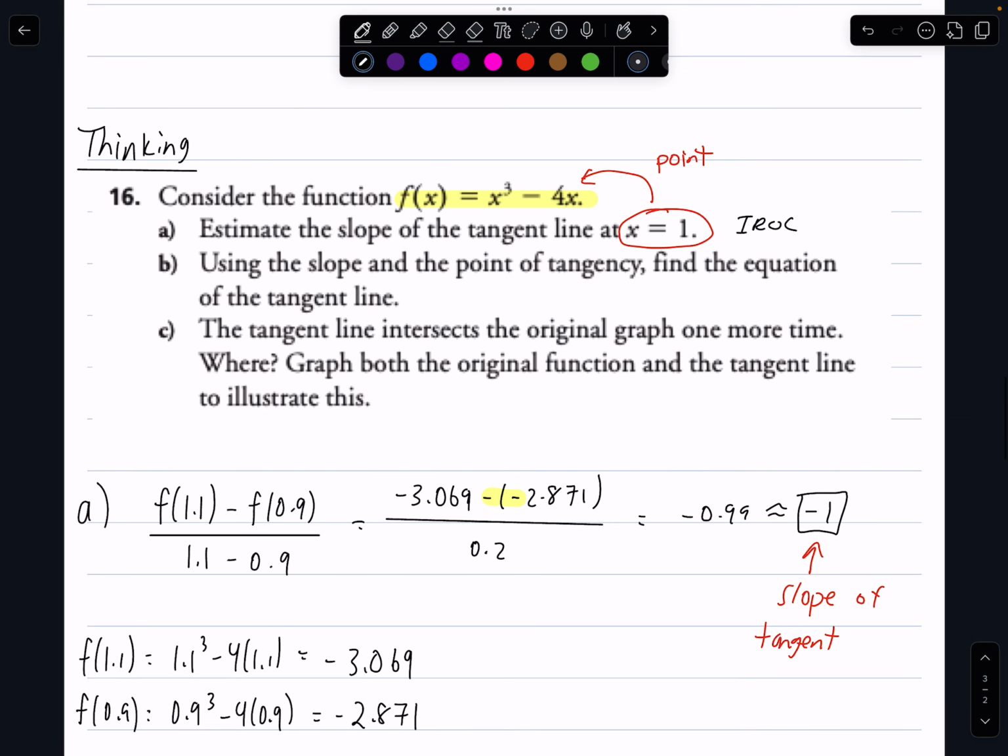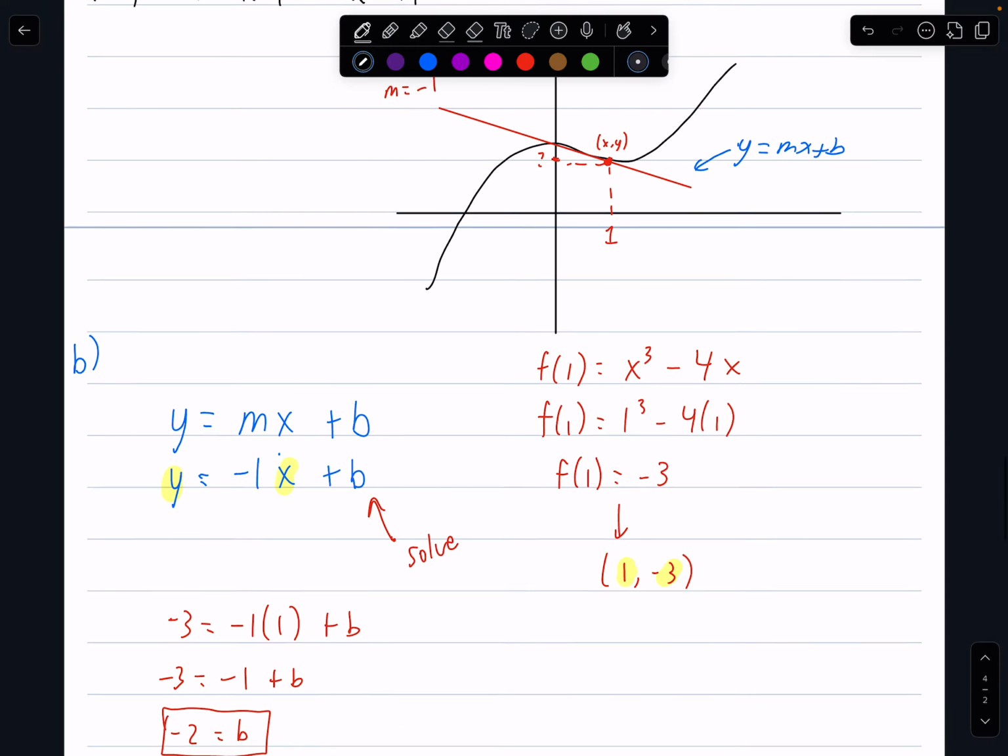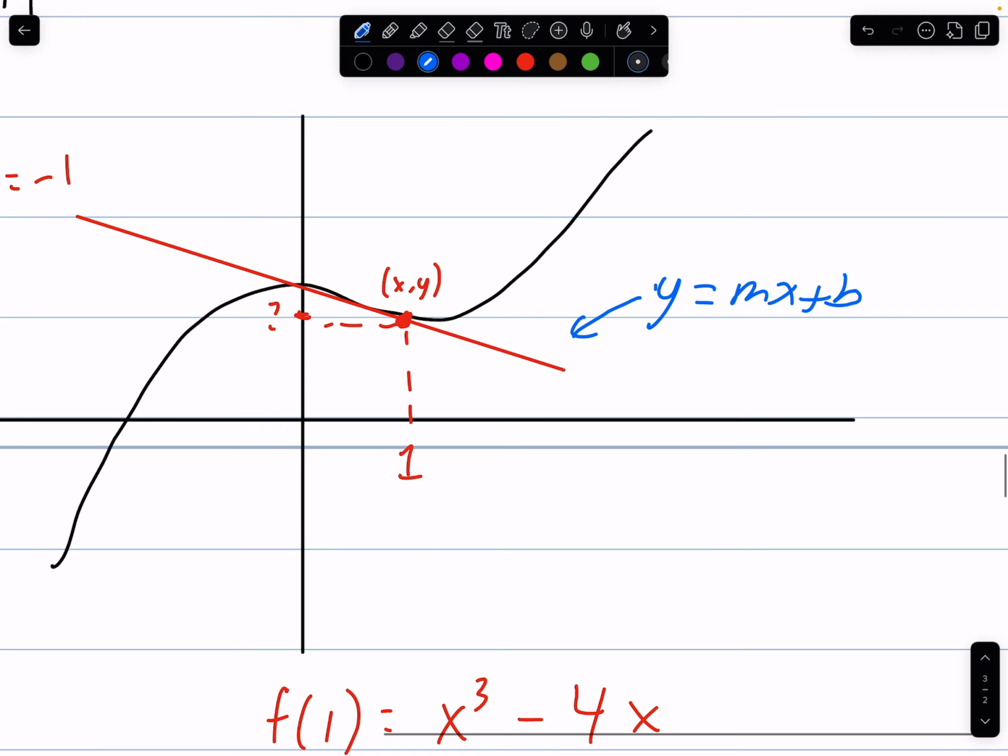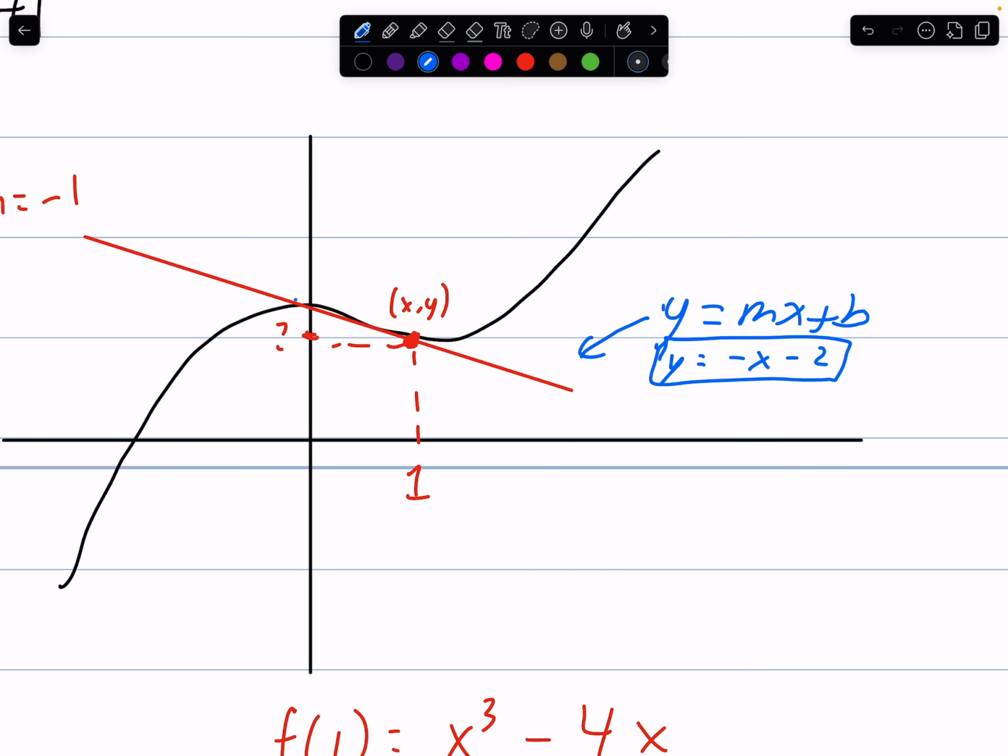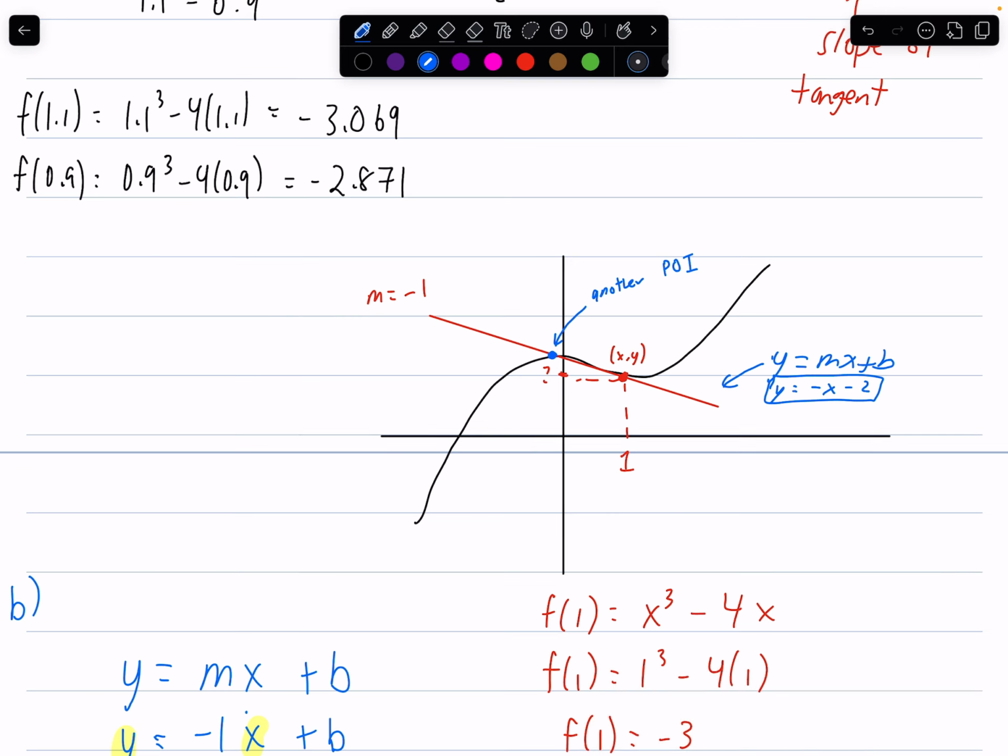Part C says, the tangent line intersects the original graph one more time, but where? Graph the original function and the tangent line to illustrate this. Okay, cool. So look at this tangent line. Now we know this tangent line is -x minus 2, right? But you see, this tangent line also intersects at another point. Another point of intersection. So the question now is asking us, how do we find that point of intersection? Well, I'm going to show you.